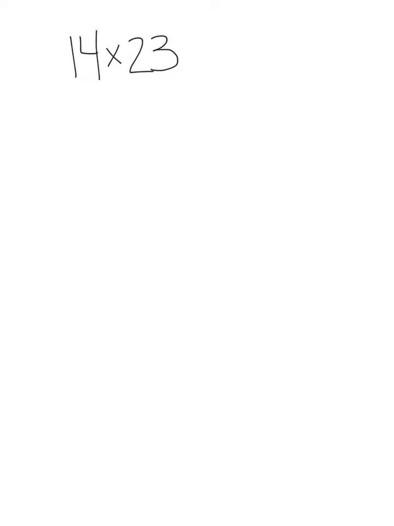Today I'm going to show you how to multiply a 2-digit by 2-digit number. Our problem today is 14 multiplied by 23. Our first step is to decide how to decompose each of the factors in our problem. I will decompose each factor by place value. Because these are 2-digit numbers, there are 2 place values for each number.